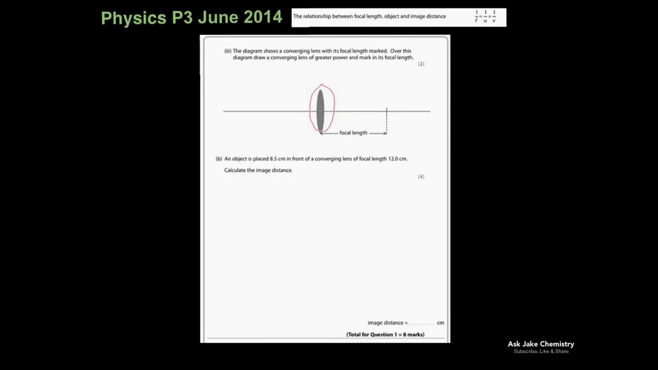And now for the second question, I need to write this down. An object is placed 8.5 meters in front of the converging lens with a focal length of 12 centimeters. Calculate the image distance. So you look at the first page, and you'd see the relationship between focal length, object, and image distance is given to you on the formula page. So it's really nice. 1 over f, that's the focal length, and then you have 1 over u and 1 over v.